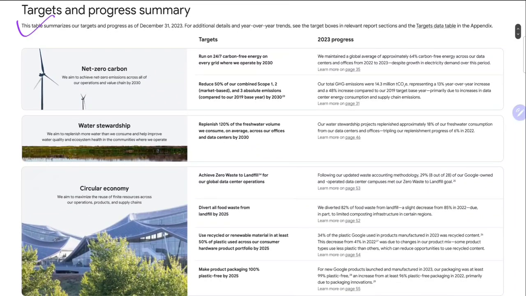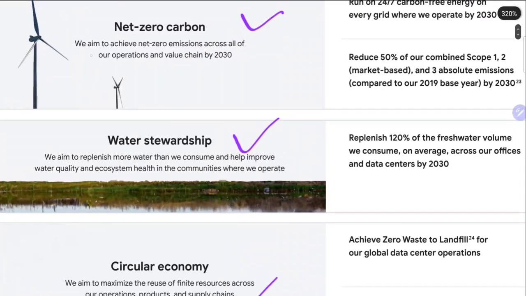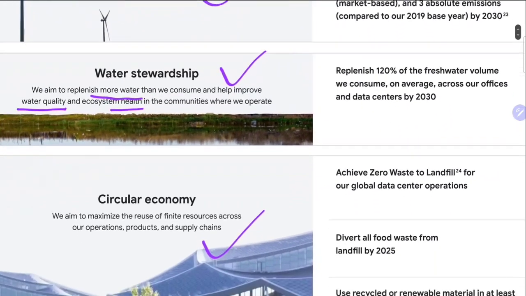Then targets and progress summary for the efforts what the company has done for net zero, water stewardship, circular economy, right? So if you see here, most important statement, we aim to achieve net zero emissions across all of our operations. So they focus the boundaries, setting the boundaries, all operations including value chain by 2030. So very important to learn. And then for water stewardship, if you see, we aim to replenish more water than we consume and help improve water quality and ecosystem. So we'll see what efforts are being done by the company.